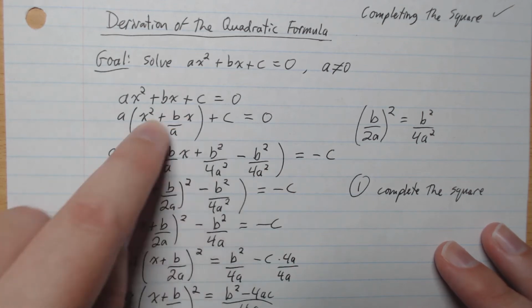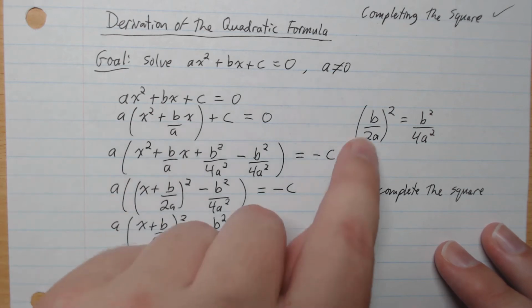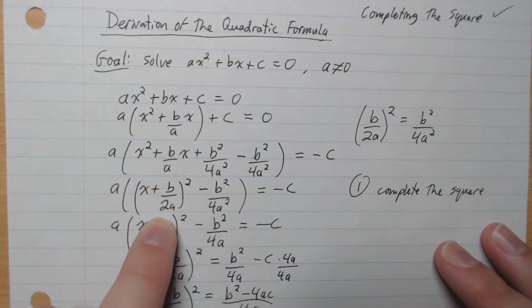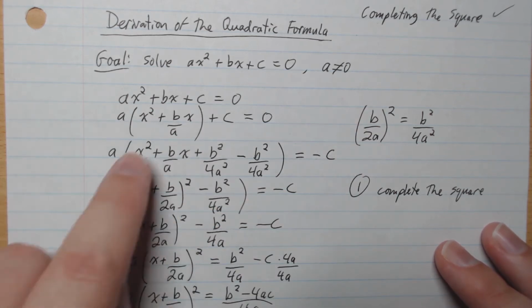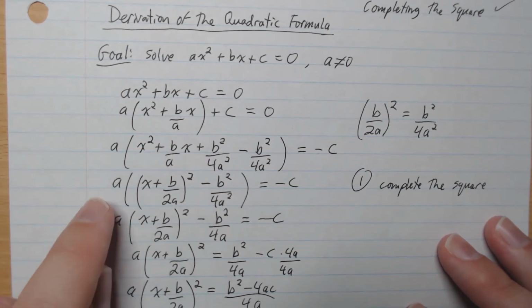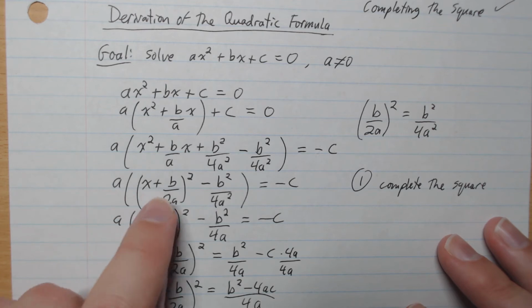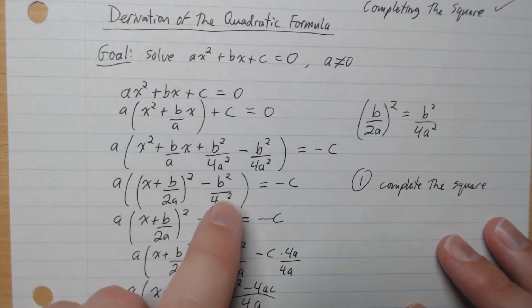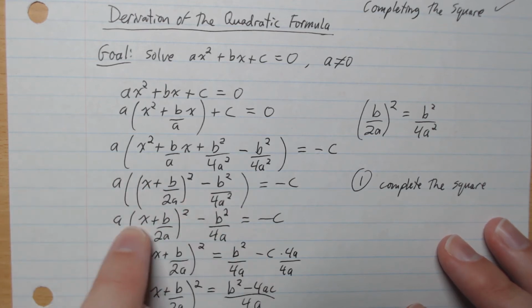And so these terms here become what's inside here: x plus b over 2a. So this becomes this as such. We are now going to distribute the a. So a times this component, and then a times that component, like that.